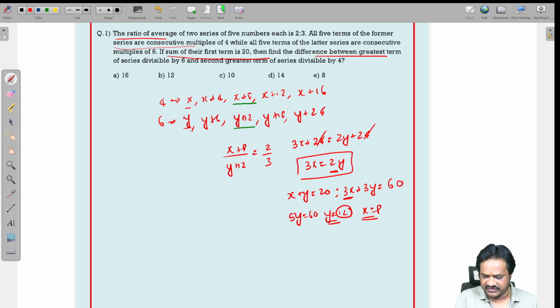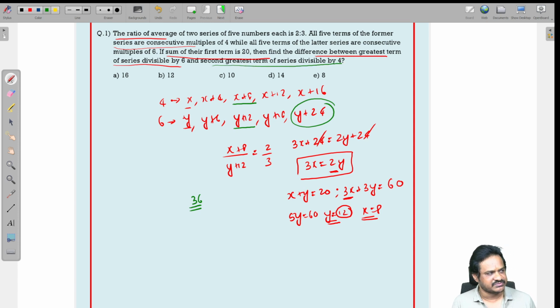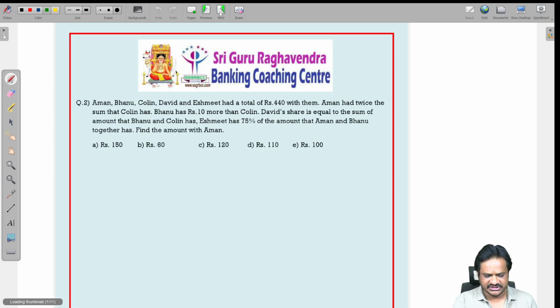We have to find the difference between the greatest term of the series divisible by 6. What is the greatest term? Y plus 24, y value 12, 12 plus 24, 36. The second greatest term of the series divisible by 4 is x plus 12, where x is 8. 8 plus 12, that is 20. We should find the difference of these two numbers. Your answer will be 16. So, answer is option 1. Let us see the next question.